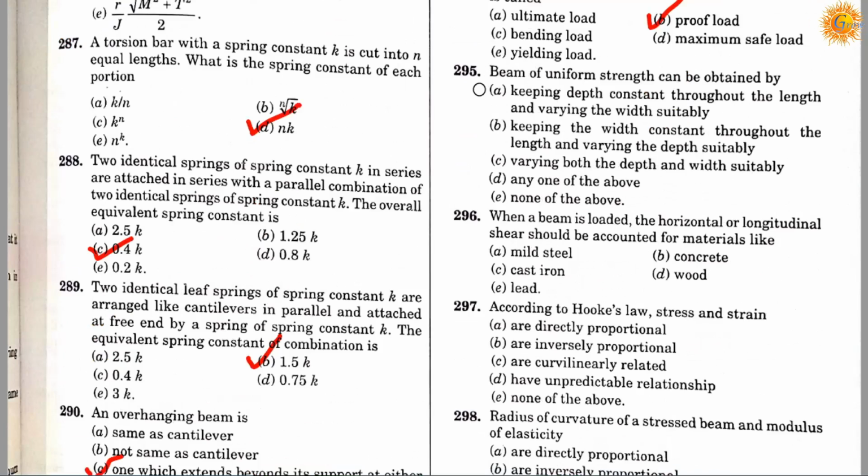Question number 295. Beam of uniform strength can be obtained by: option A, keeping depth constant throughout the length and varying the width suitably; option B, keeping the width constant throughout the length and varying the depth suitably; option C, varying both the depth and width suitably; option D, any one of the above; and option E, none of the above. Correct answer is D. It will be any one of the above.